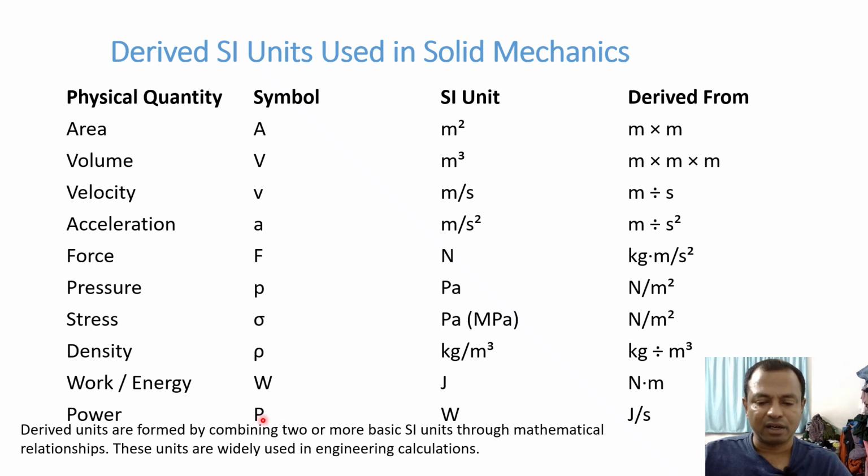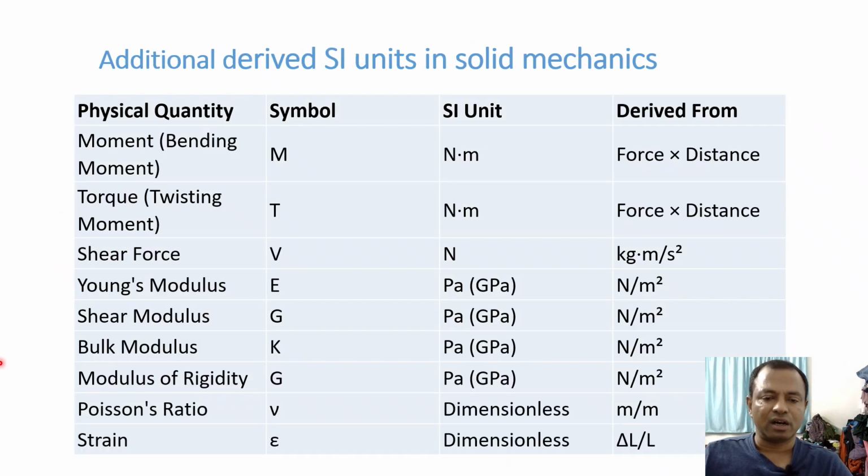Then power. Power means what? It is the work per second. Work done per second is known as power. So its unit is joule per second. And 1 joule per second is known as watt. So thus we can say derived units are formed by combining two or more basic SI units through mathematical relationships. These units are widely used in engineering calculations, and there are many more additional derived units in solid mechanics, and we can see one by one.